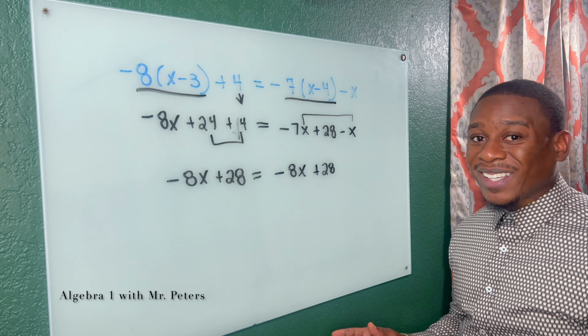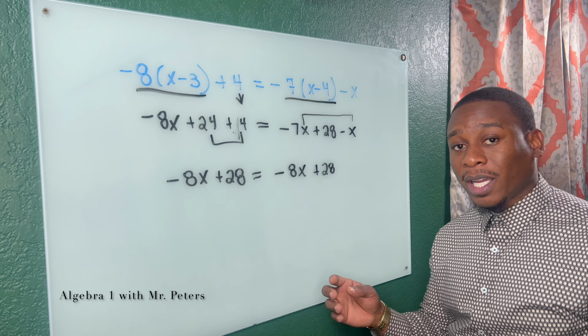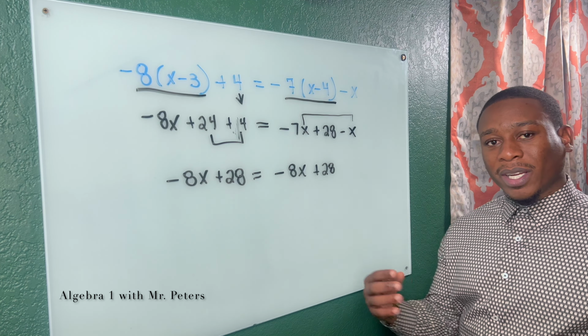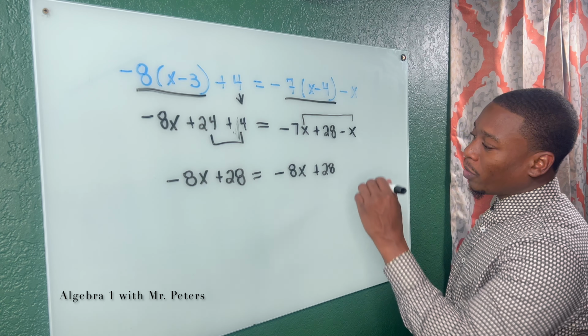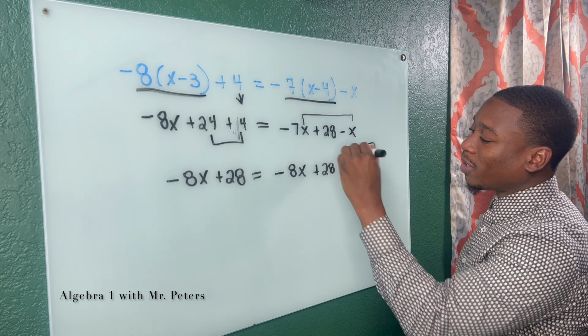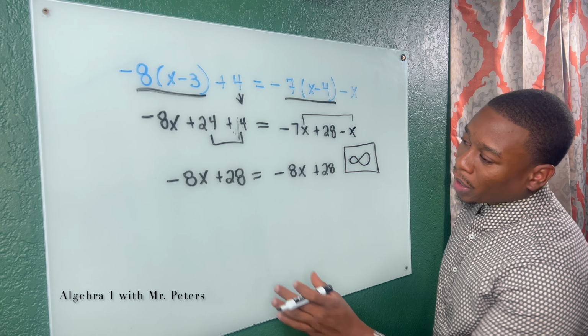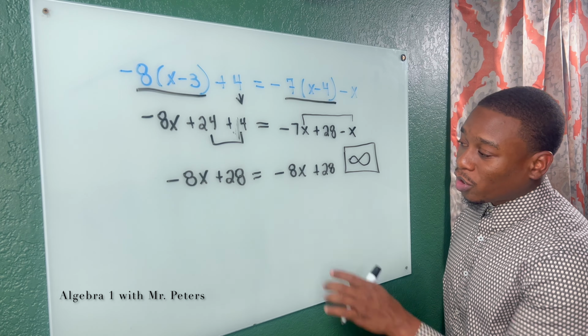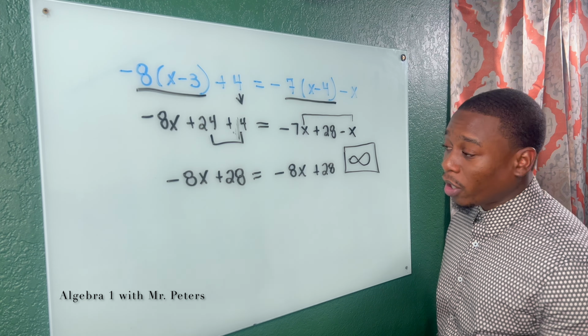Now, something interesting is happening here. The left-hand side of the equation is equal to the right side. So I'm going to break this down more. One, the answer is going to be infinite solutions, which could be represented by this symbol. Why? Because the left-hand side is equal to the right-hand side. So we could stop here and this would be our answer.